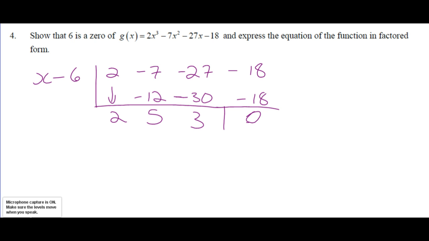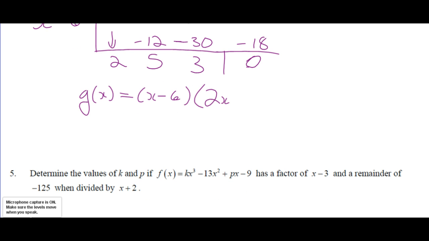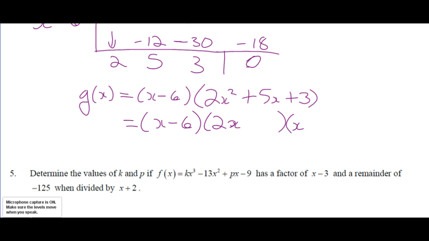Well, we know that g of x is equal to x minus 6 times what? 2x squared? Okay, and odds are pretty good as factors. This squared plus 2 plus 3 is 5 plus 1 is 3. Yep. Make sure you check your factorization.